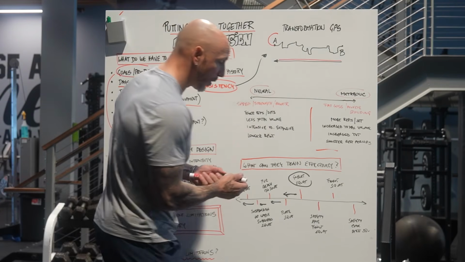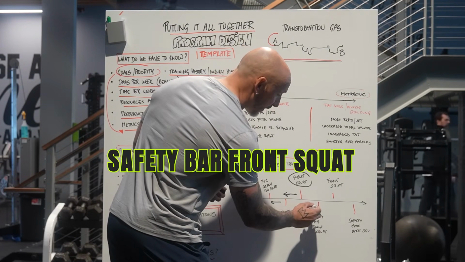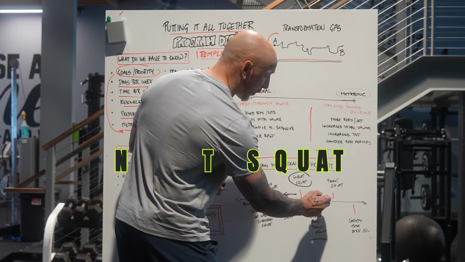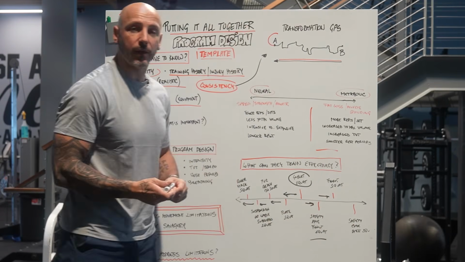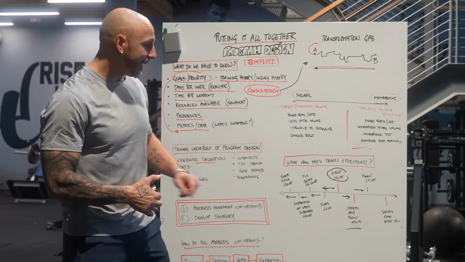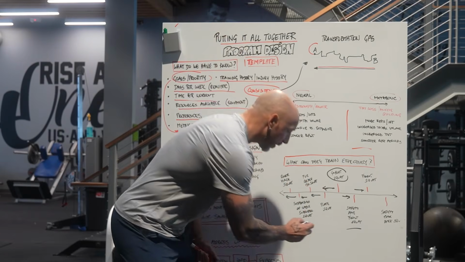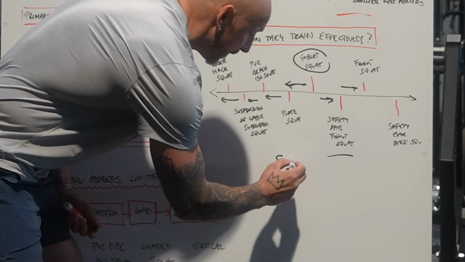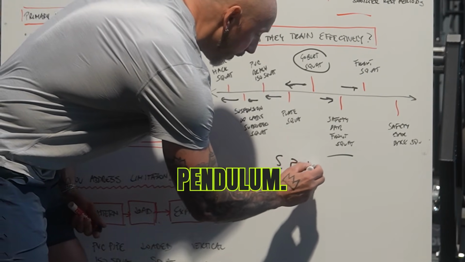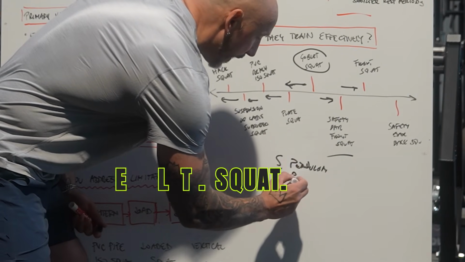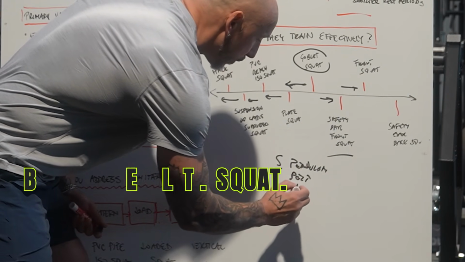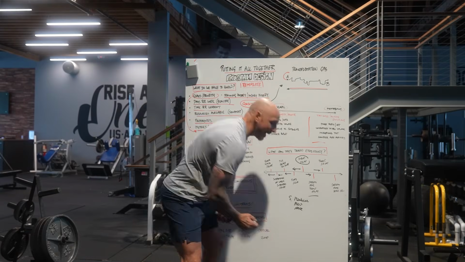But again, what do we pick? From there, if we want to make it harder, safety bar front squat. That's what I was saying that Joe was doing. From there, we have a regular front squat, then a safety bar back squat, then a back squat. And in between here, question mark. I got a whole bunch of devices, right? Pendulum, belt squat, hack squat.